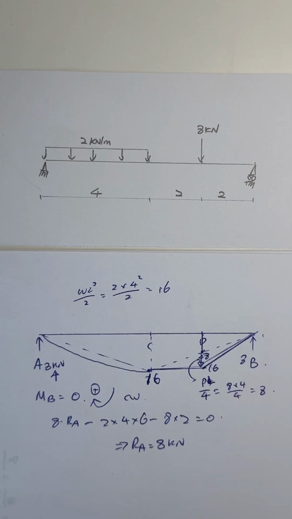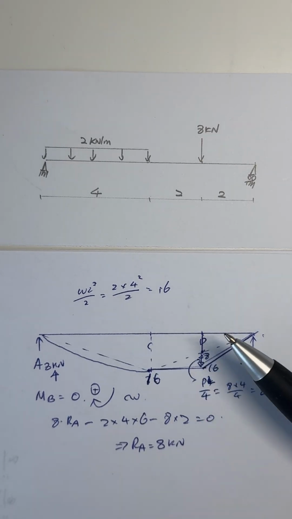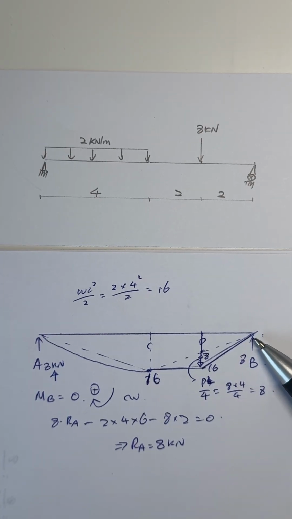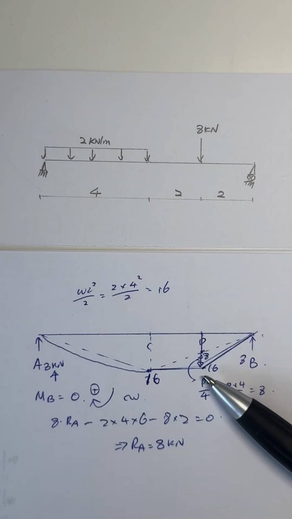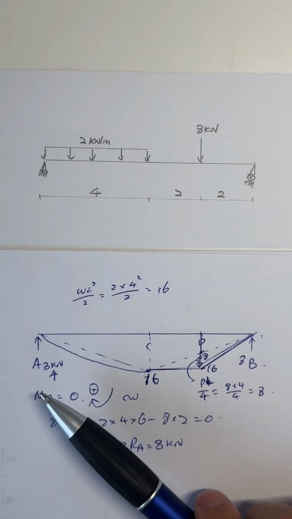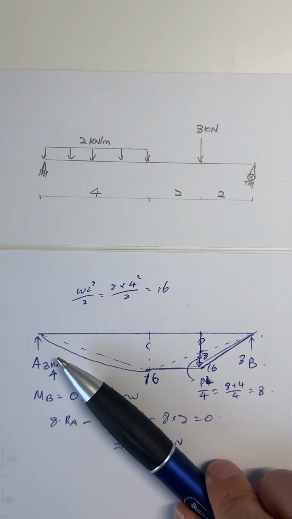This case, as I said, is slightly different because you're not sure how to quantify at least one bending moment. But in this case, at least you can sort out one reaction first and use that reaction to sort out the rest of it.